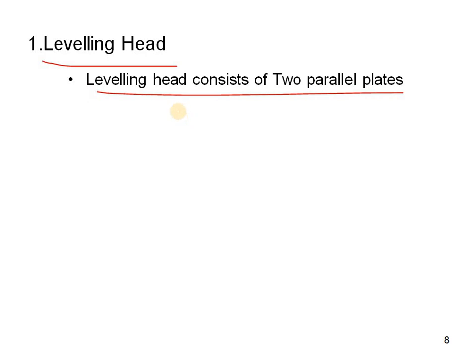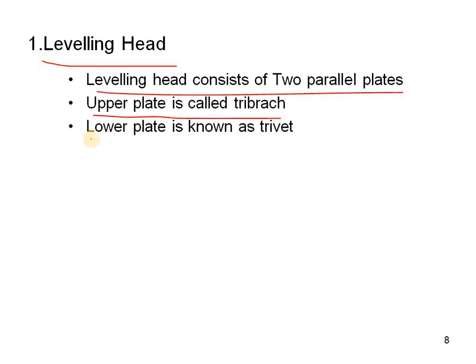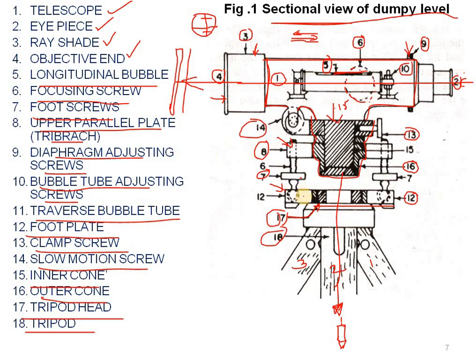Here you can see leveling head consists of two parallel plates, the upper plate is called tribrach and the lower plate is known as trivet. So we can see here in the number 1 portion where the leveling head is. The upper portion is called tribrach and the lower portion is called trivet. In this place we can see upper and lower.